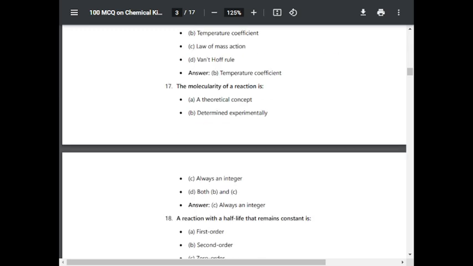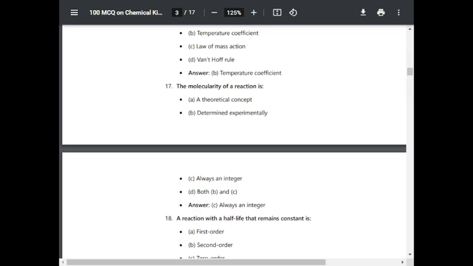Question number 17. The molecularity of a reaction is: option A, theoretical concept; option B, determined experimentally; option C, always an integer; option D, both B and C. The correct answer is C, always an integer. The molecularity of a reaction is always an integer.